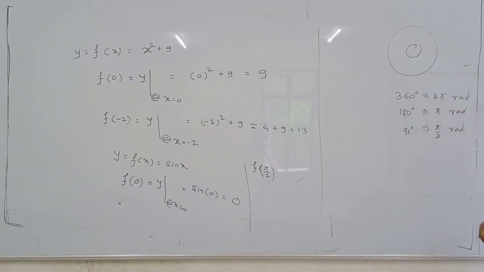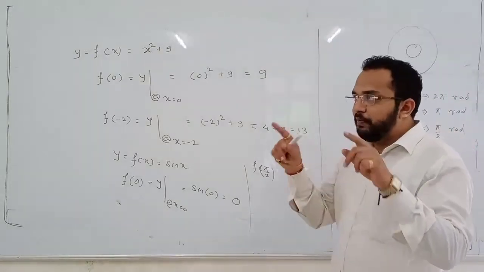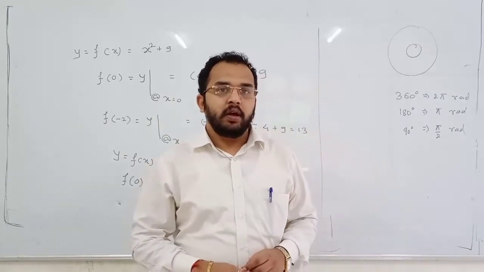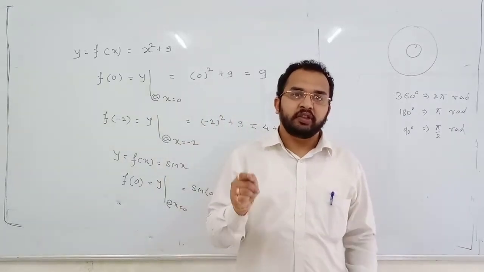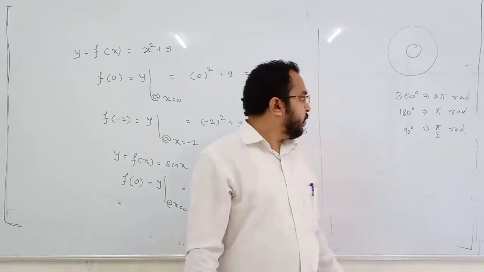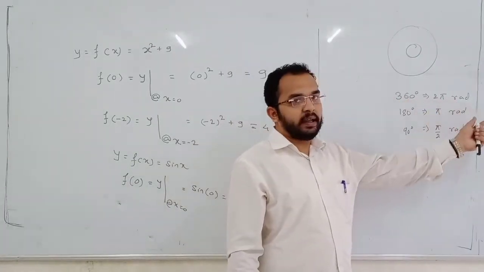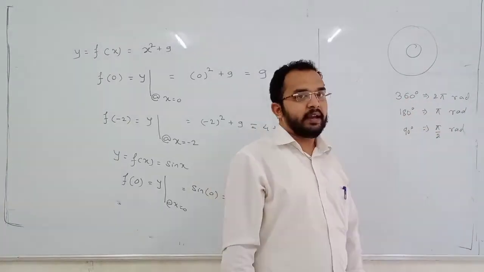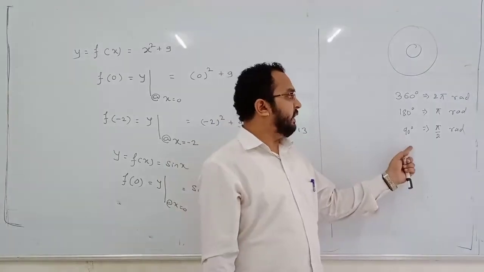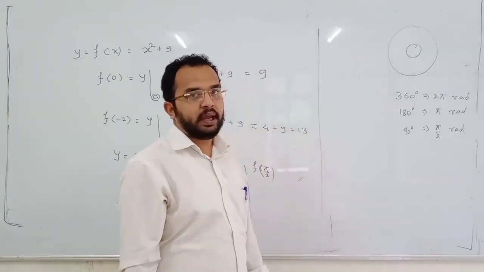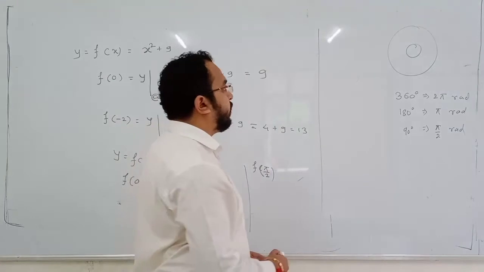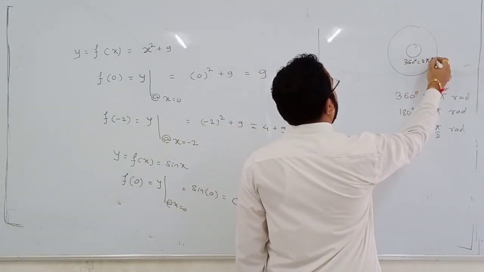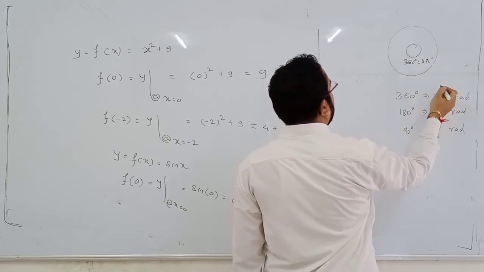So 360, I go to 10th class. What is the circumference of a circle? Circumference of a circle is 2 pi r. Or the circumference subtends 360 degree at the center. That means 360 means 2 pi radian. Half of that, 180 degree means pi radian. Then 90 degree means pi by 2 radian. Okay? 90 degree means pi by 2 radian. So half of 360 degree is 2 pi radian. This is the symbol of radian.